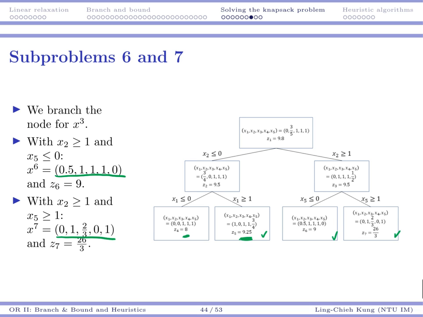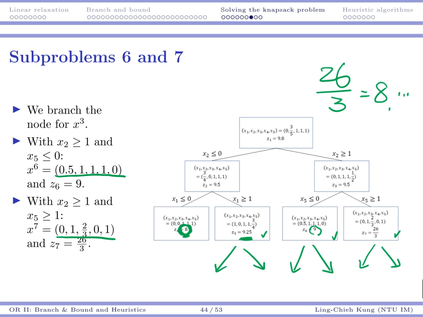9.25 is larger than 3 and then larger than 8. So ideally, this should be a candidate that we should keep branching on. 9 is greater than 8, so we should take this as a candidate. 26/3, if you do some quick calculation, you're going to get 8 point something. Okay, so somehow 8 point something seems to be greater than 8. So if you think in that way, you may say, okay, this is still hopeful.